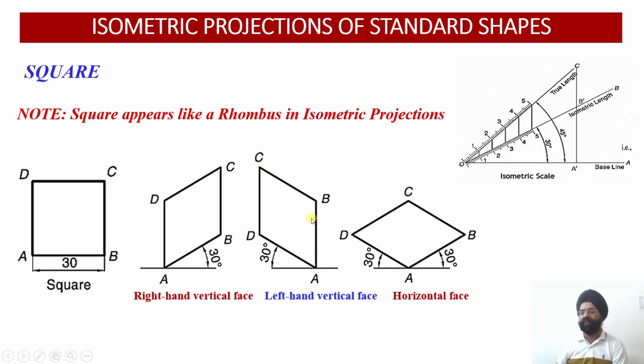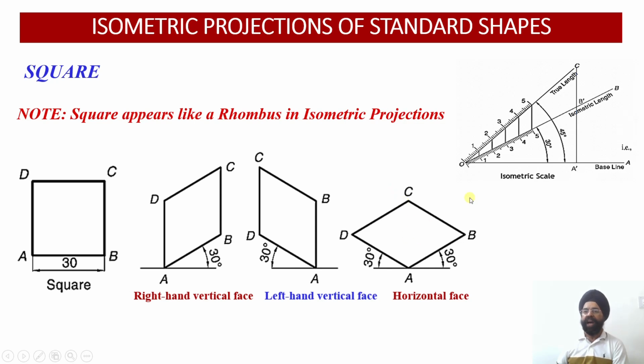So this dimension, you see, is approximately 82%. So this will be 24.6 millimeter. But even though we are going to draw it at 82% everywhere, we have to mark this dimension as the original dimension, which will be equal to 30 millimeter.